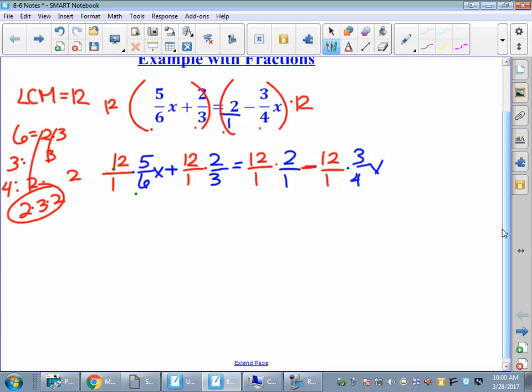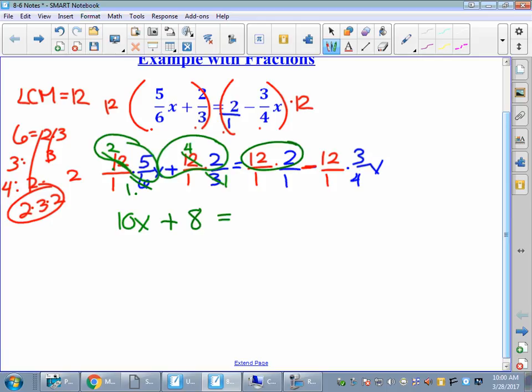So the whole goal here is that we can simplify and cross off and make all of these denominators into 1s. So 6 goes into itself once, 6 goes into 12 2 times. So really, I'm only multiplying 2 times 5 times x, which makes 10x. The next quantity here, 3 goes into itself once, 3 goes into 12 4 times. So I have a positive 4 times 2, which is positive 8. The next one, nothing's going to cancel because they're already 1s, so I just multiply. I still have to multiply it by 12.